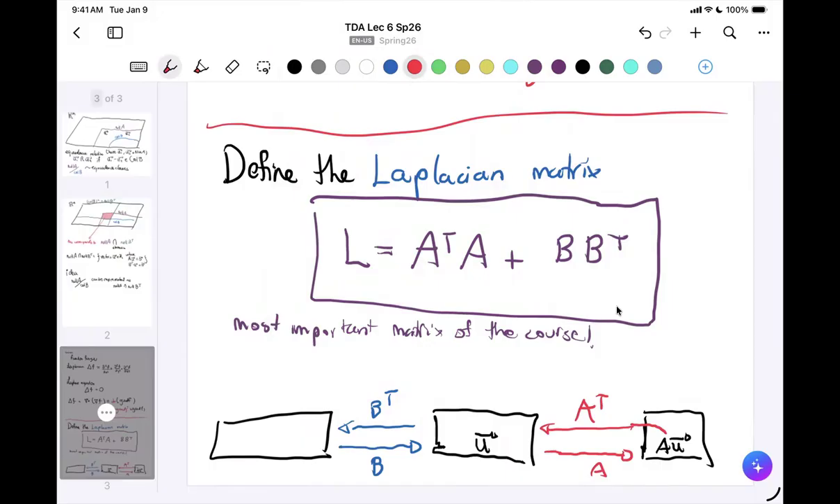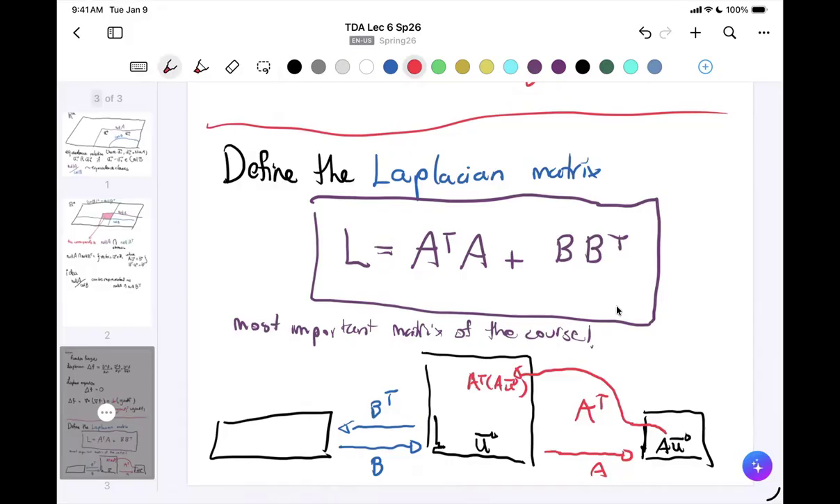Let me see if I can draw that here. Let me make this a little bit bigger. Right, so you can hit it with A transpose A, and this will give you A transpose of A times u. Okay, so again, you start with u, you go to the other side with A, and then you go back with A transpose. But you could also have done the same with B.